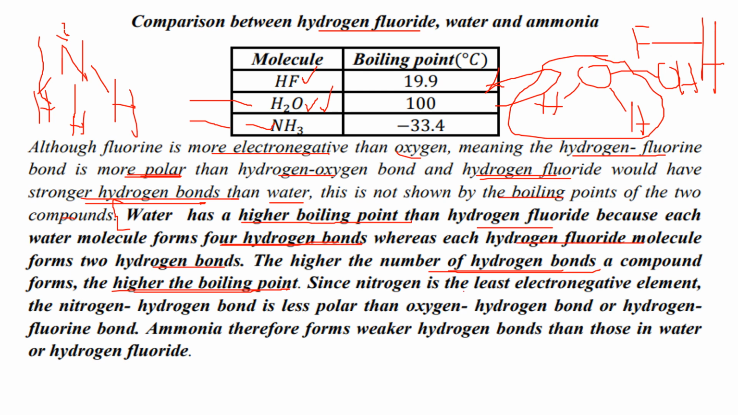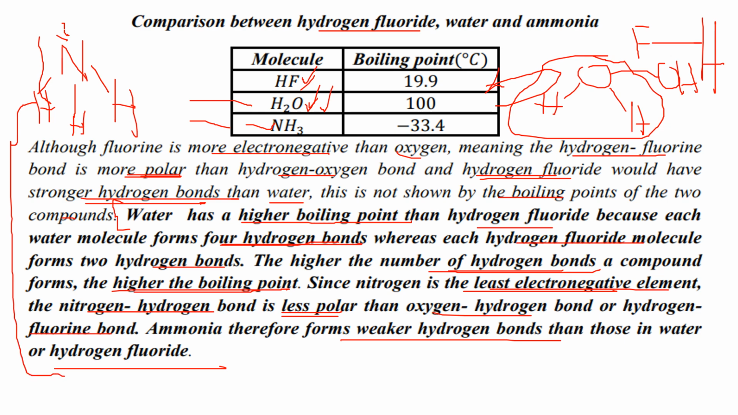Now, since nitrogen is the least electronegative element among the 3, among fluorine and oxygen, nitrogen is the least electronegative element, and therefore the nitrogen to hydrogen bond is going to be less polar. And we say that when a covalent bond is less polar, that means that its bond strength is very low. So the nitrogen to hydrogen bond is less polar than the oxygen to hydrogen bond, or the hydrogen to fluorine bond, and therefore ammonia is going to form weaker hydrogen bonds than those that are present in water or hydrogen fluoride. So that's the elaborative explanation for the variation in their boiling points.